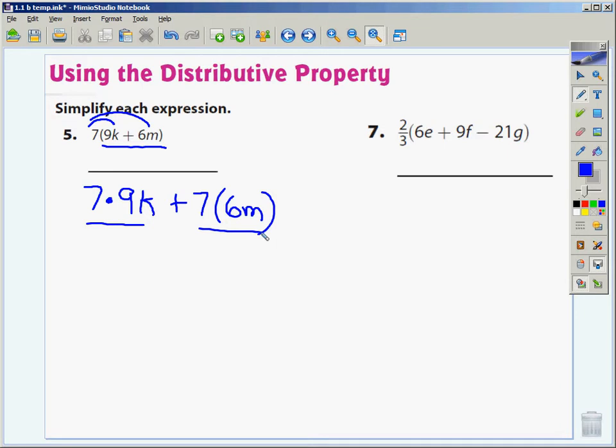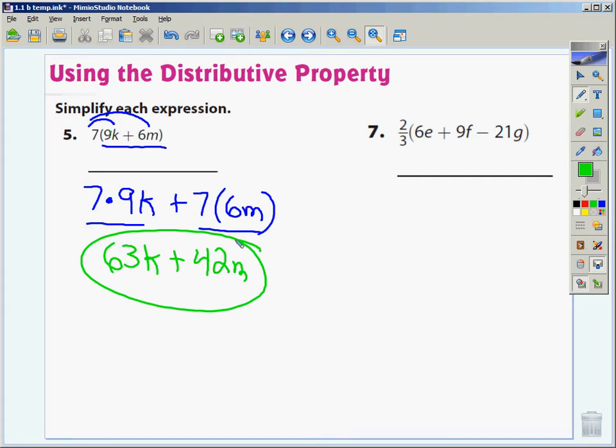Multiplication. Would I typically write this step down? I'd tell you probably not. I would just take 7 times 9, which is what? And I'd write down 63k. And I'd take the 7 times 6, which is? And I'd write down 42m. Can I put k's and m's together? No, they're different. So that would be my answer. 63k plus 42m.